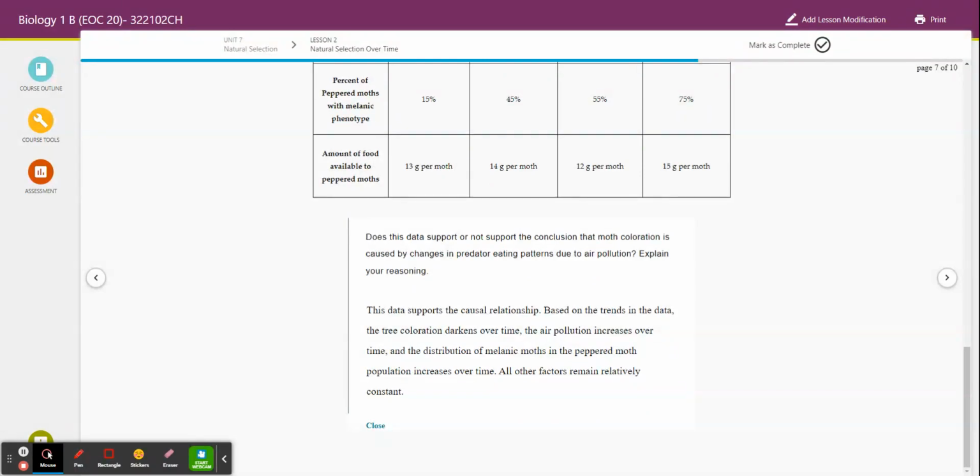This data supports the causal relationship. Based on the trends in the data, the tree coloration darkens over time. The air pollution increases over time, and the distribution of melanic moths in the peppered moth population increases over time. All other factors remain relatively constant.